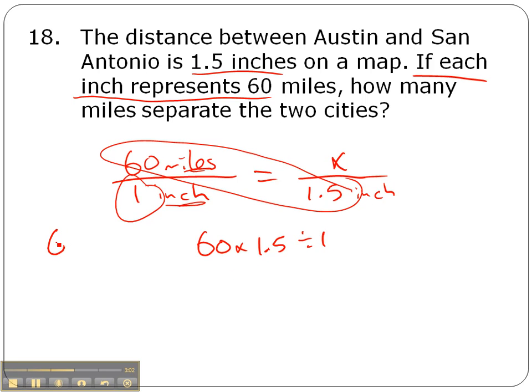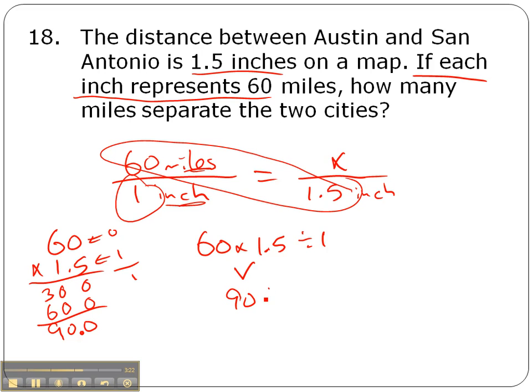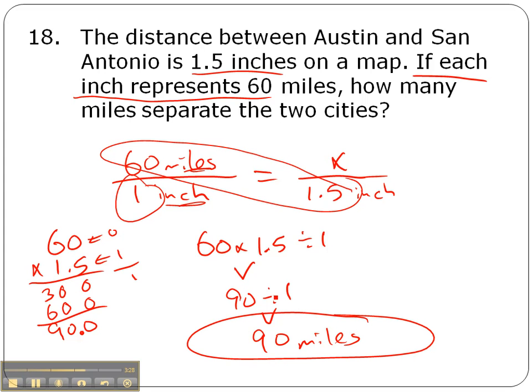So 60 times 1.5 gives us no decimal places here, 1 decimal place here, 1 decimal place in our answer. So this equals 90, and 90 divided by 1 is still 90. So 90 miles. 90 miles between Austin and San Antonio.